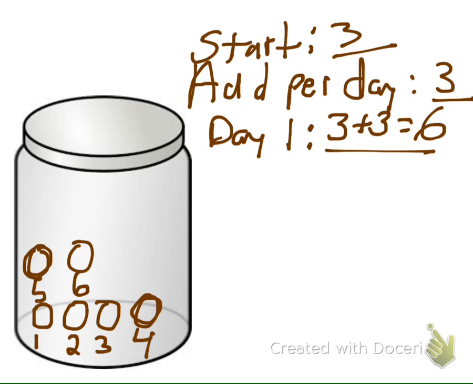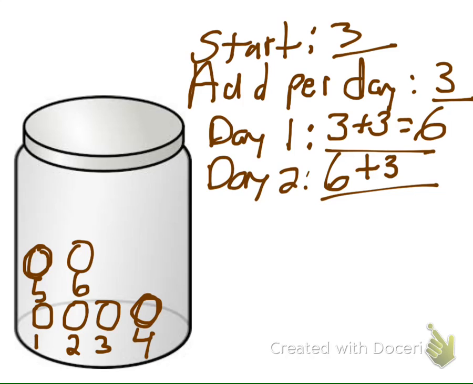So on day number 1, how many pennies do I have? 6. Day number 2 comes around. On day number 2, I have how many pennies in my jar right now? 6. And how many do I add per day? 3. So my new equation is 6 plus 3. And if I look in my jar, I've already got 6 in my jar, so all I have to do is add the 3. So then I just count on 1, 2, 3. So 7, 8, 9. So 6 plus 3 equals 9. So far, so good? Yeah.